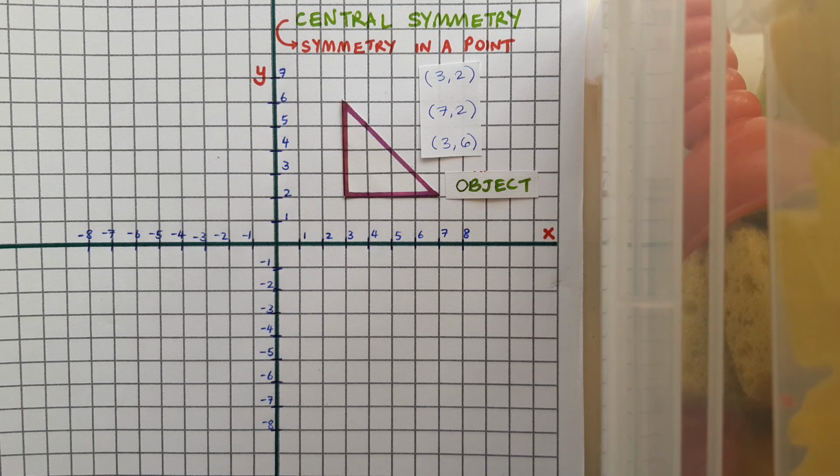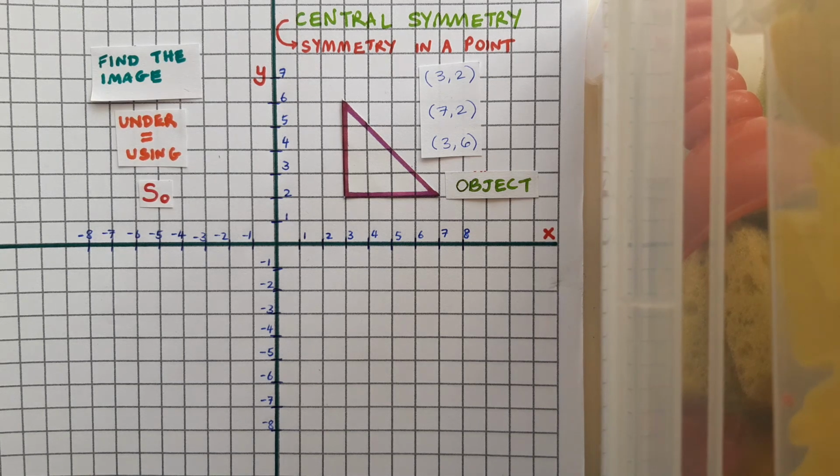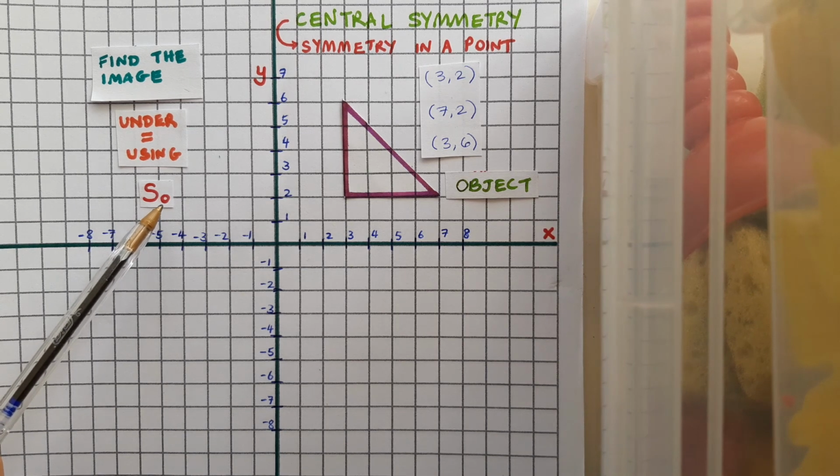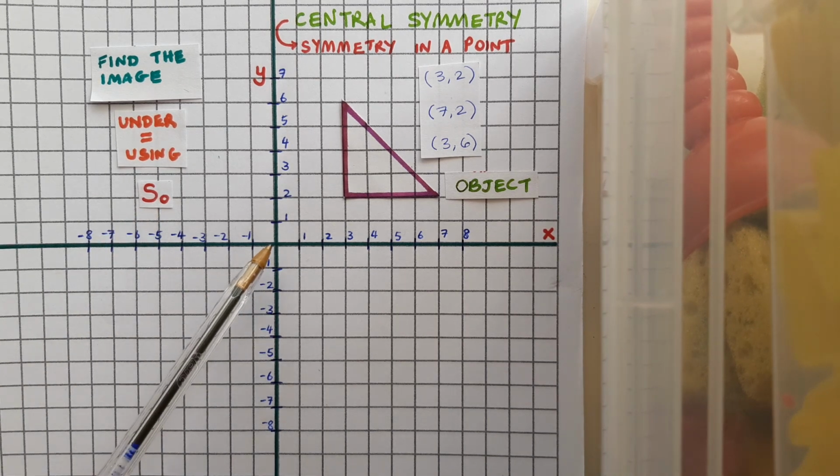So here I have an object. It's a triangle. It has 3 vertices. They are located at (3, 2), (7, 2), and (3, 6). And in this question, I want to find the image of this object under, which just means using, SO. Now we're slightly familiar with this notation from before. The S just means symmetry, and in this case, O just means the origin. Don't forget, the origin is this point here.